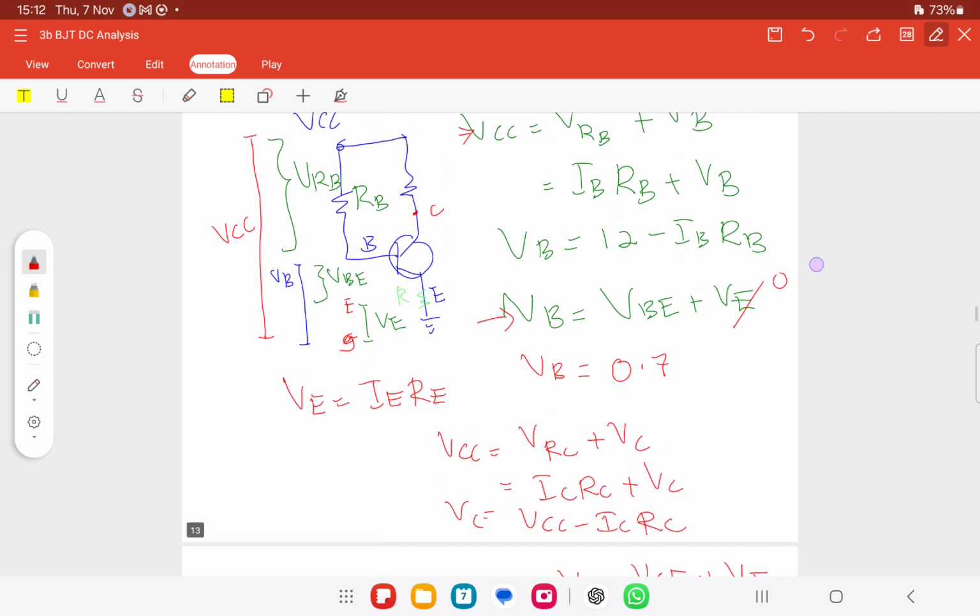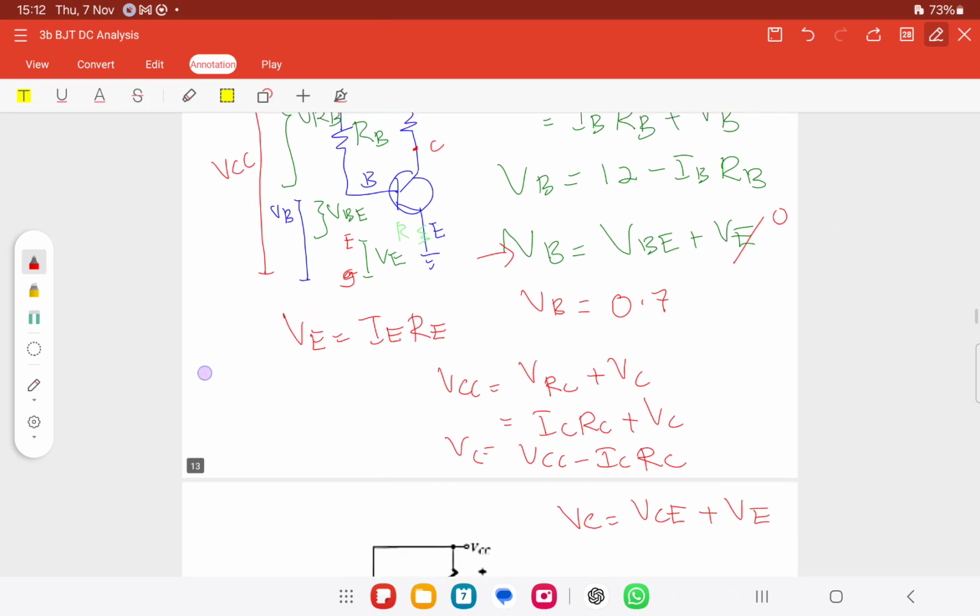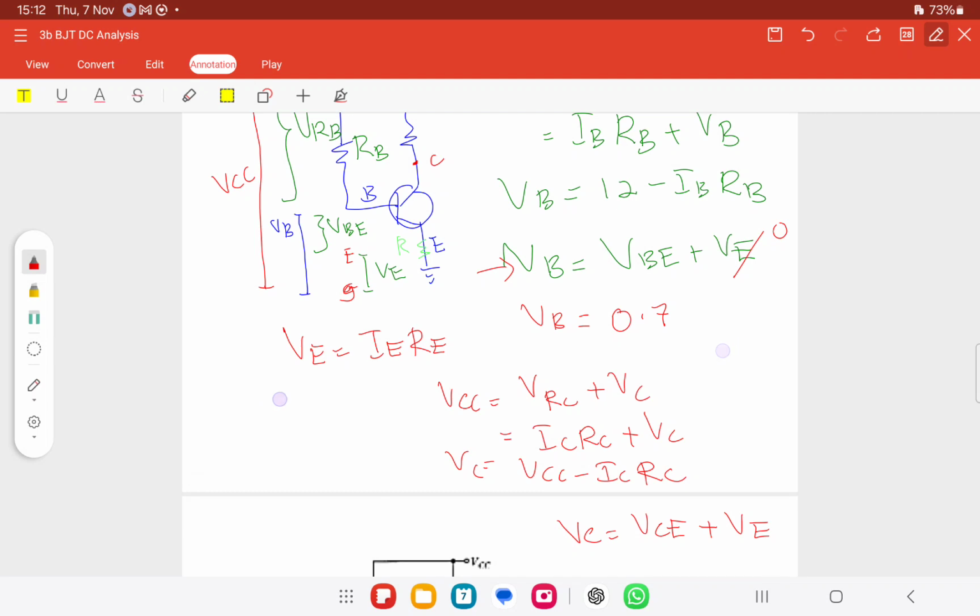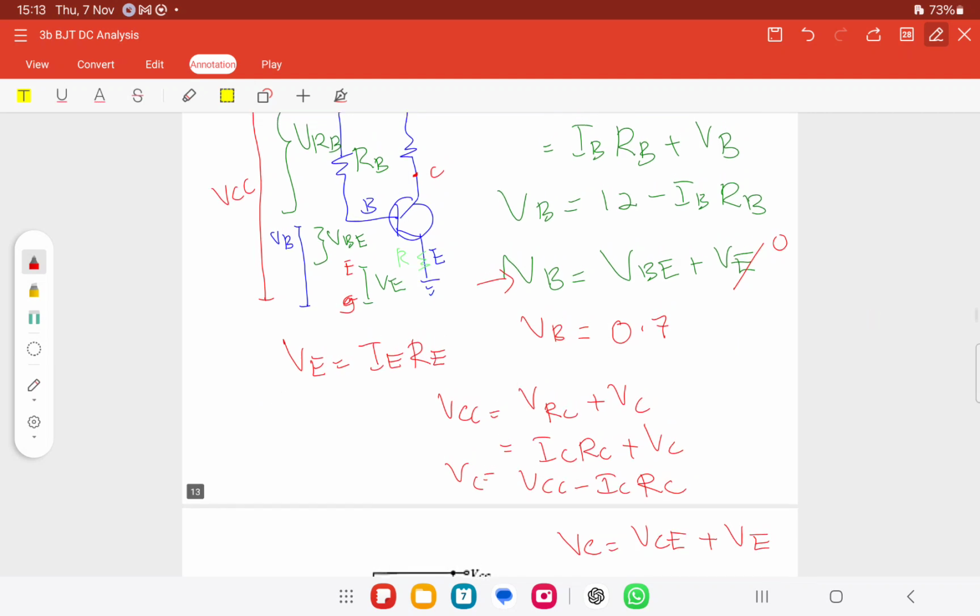Ikutlah nak guna cara mana. Tapi kadang-kadang tengok, kalau value VCE kita ada, kita guna cara yang bawah. Kalau tak ada value bawah, guna cara yang tolak dari atas. Okay? Any question?